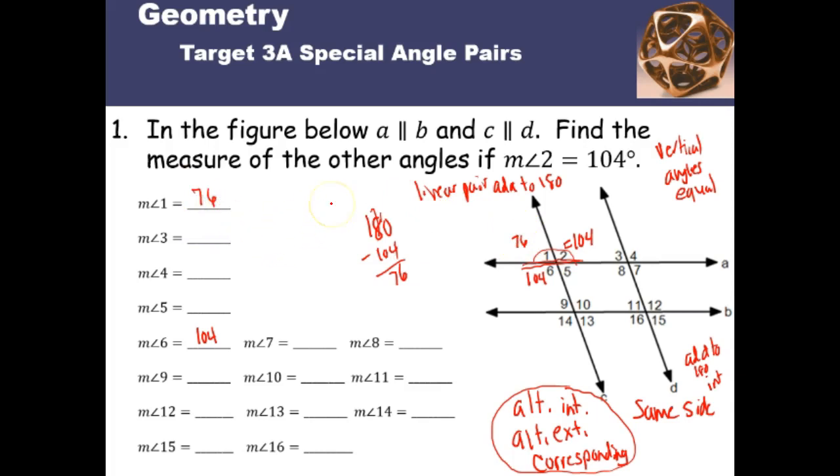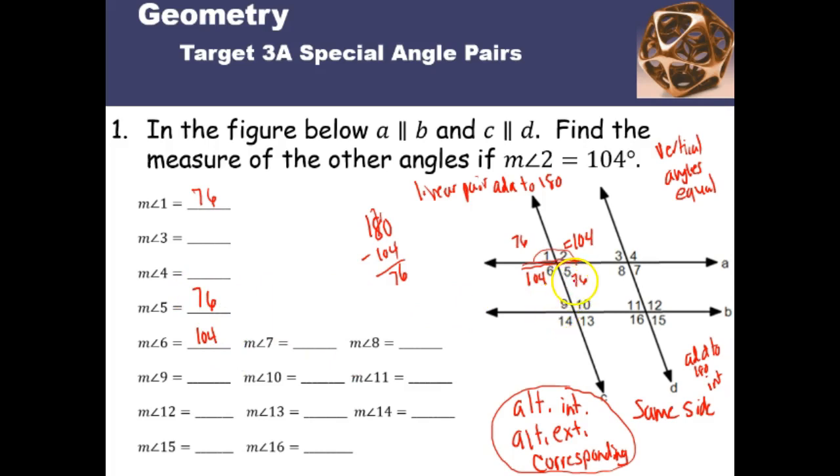Okay, now all the other angles are either going to be 104 or 76 at this point. So it's just determining which is which. So I know that 1 and 5 are directly across from each other. They share a vertex, and they're directly across from each other, not next to each other. So I know that this is 76. So I know 5 is also 76.